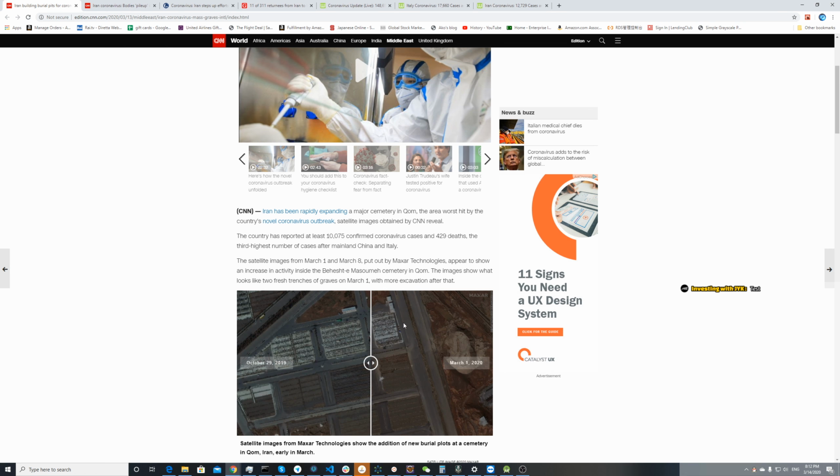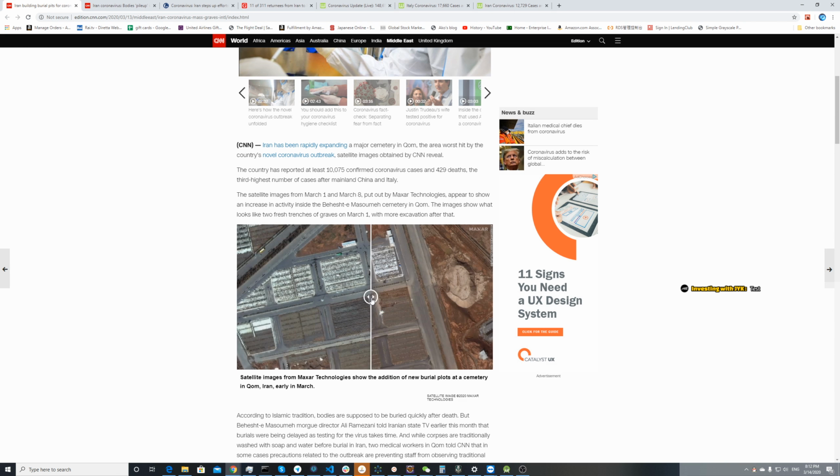One thing I realized, this is the Qom cemetery, where the main difference between those is, to the right is March 1st, to the left is October 29th. We don't actually know how fast these graves are being built. You can probably look back at historical images and see what a normal progression of these graves being built is, and then compare the projection versus the additional space taken by these graves. That's one thing, but that's kind of difficult. So let's find something that's easier.